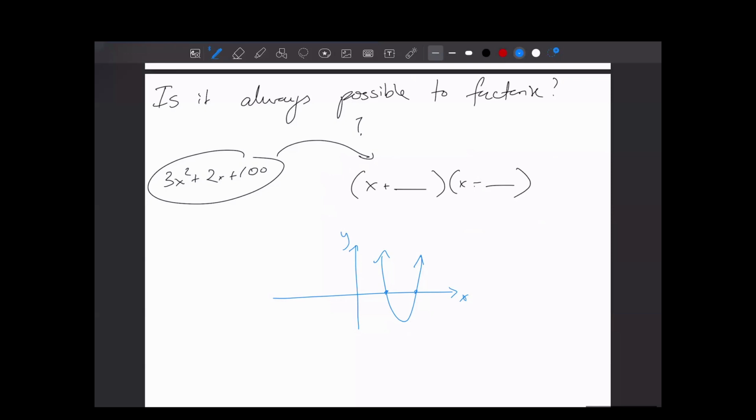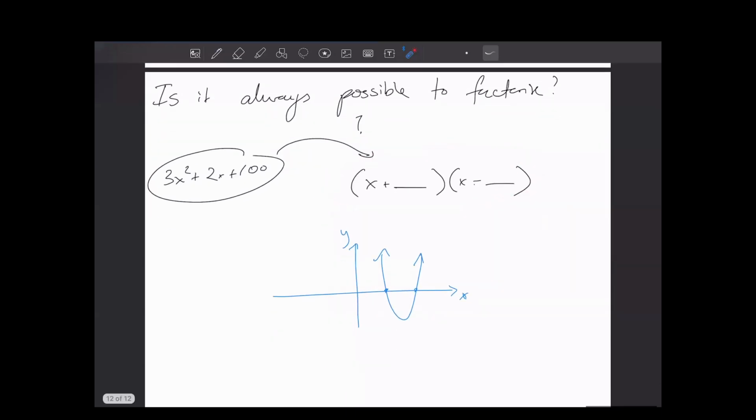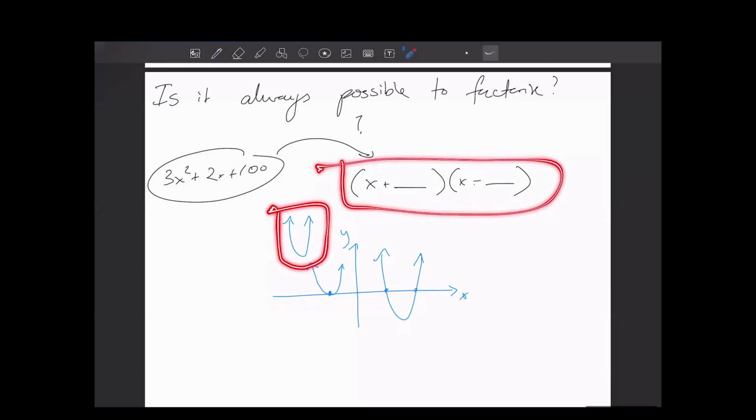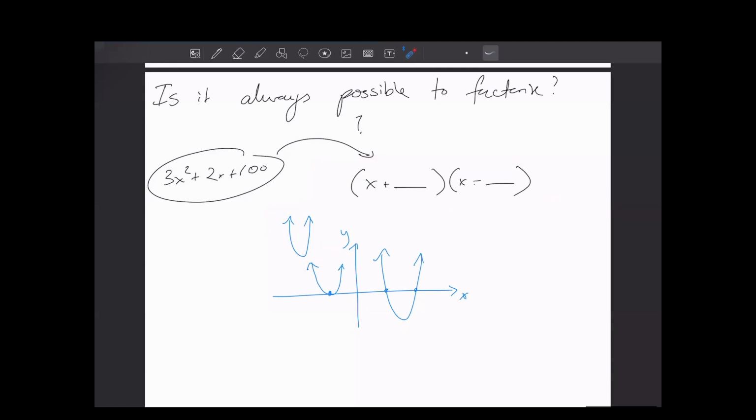Now, my follow-up question is, do all parabolas have two x-intercepts? Oh, actually, no. Nice. And does that change your answer to this? Yeah, because parabolas can also look like this and have zero x-intercepts, or they can look like this and have exactly one x-intercept. If you have a parabola like this, it's not even possible to factorize it.